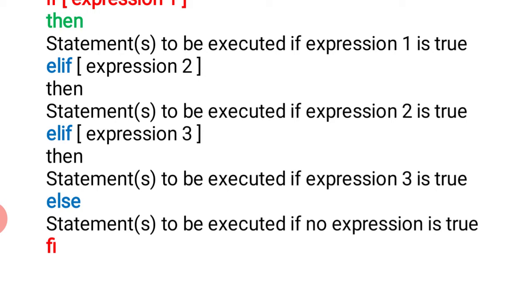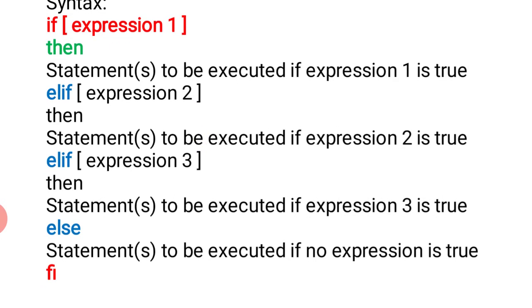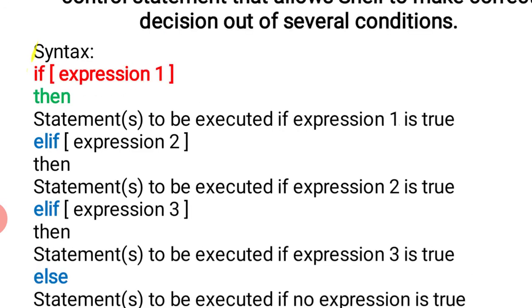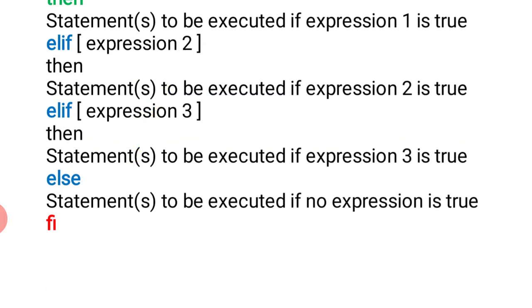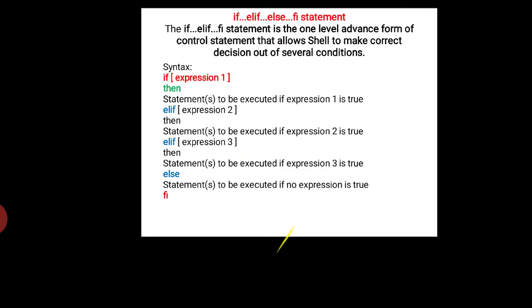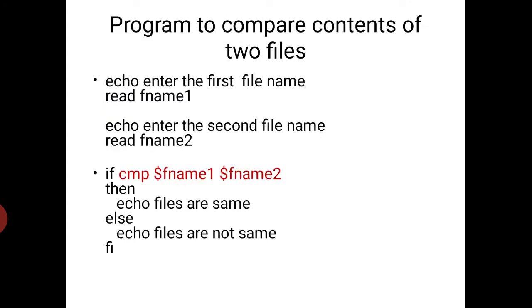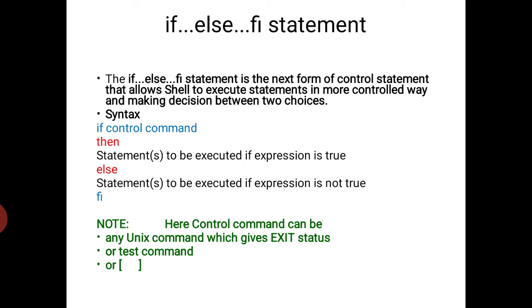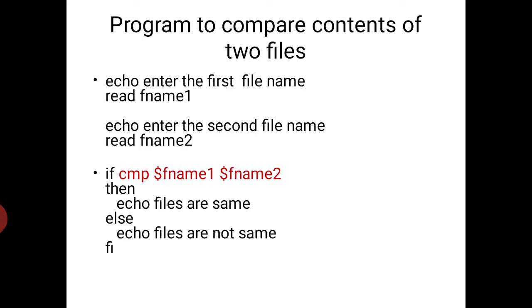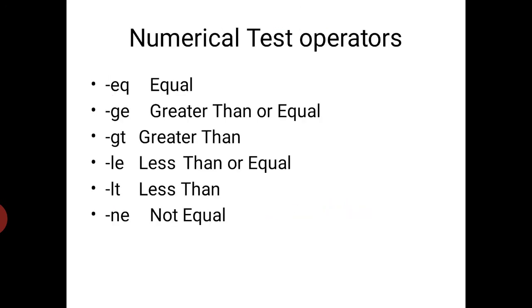The benefit of elif is we have to use fi to end the if statement only one time. Only one time. The if is closed by fi, right? If we see the previous example, if is closed by fi and it is also part of the initial if statement. But if we use multiple else if, we need to use multiple fi to match the if and fis. Next one is numerical test operators, that also we did in the class.